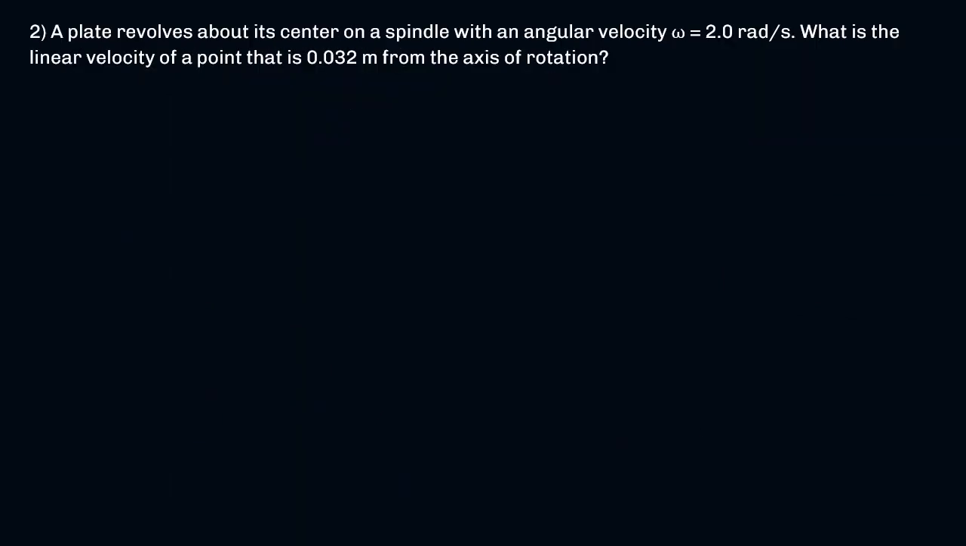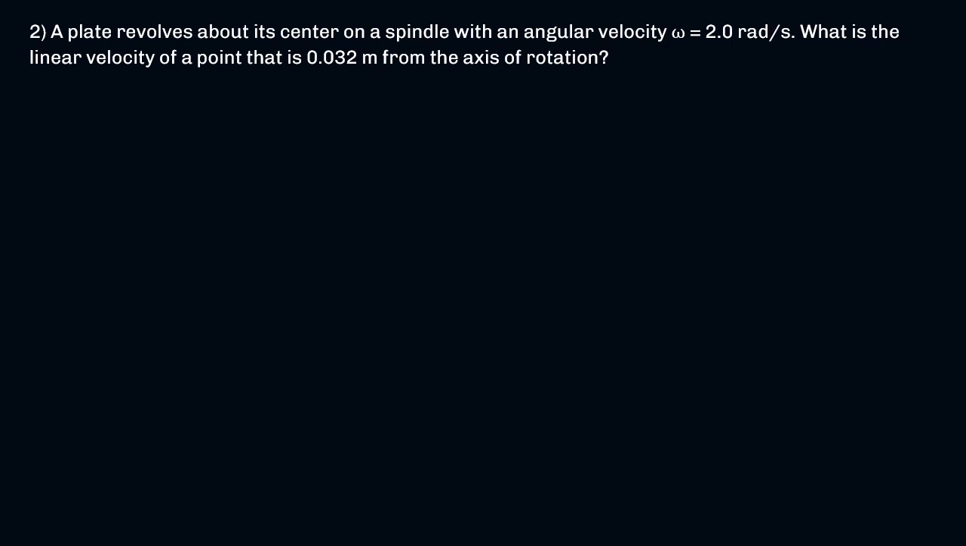All right, so example number 2. A plate revolves around its center on a spindle with an angular velocity omega, which is equal to 2.0 radians per second. What is the linear velocity of a point that is 0.032 meters from the axis of rotation? This one's a pretty simple question here.